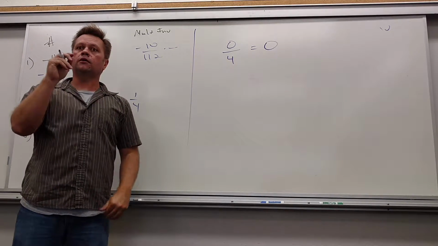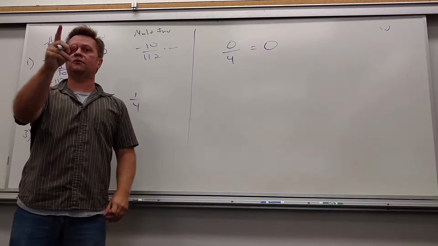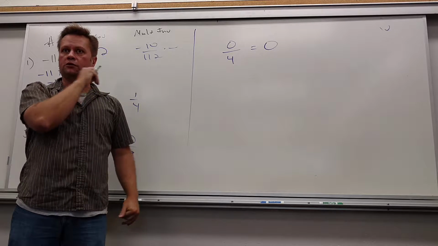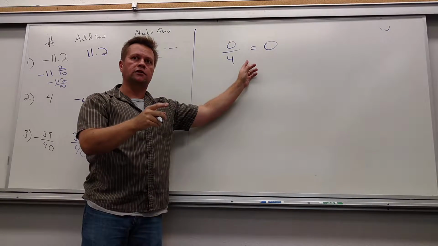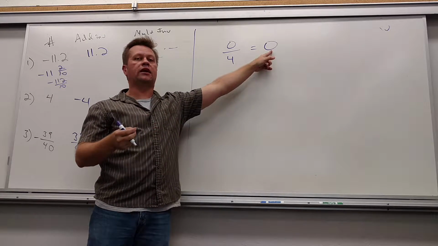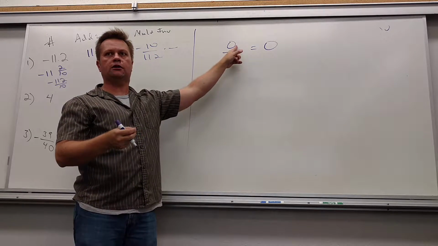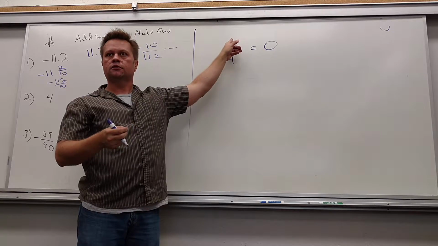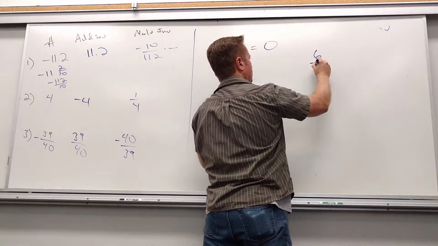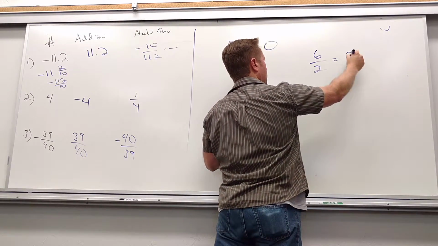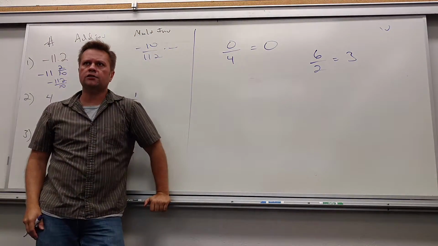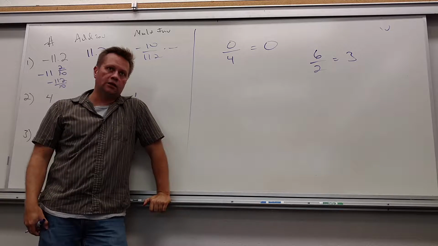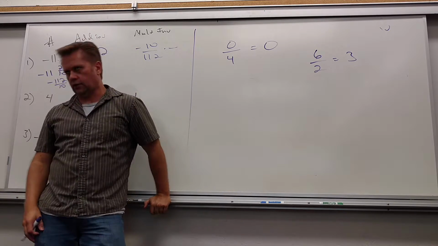But I thought you can't divide by 0. Second, you can't divide by 0, and I'm dividing by 4. And mathematically, why does this make sense? The answer has to be the number that when you multiply by 4, you get 0. And what's 0 times 4? 0. Because what is 6 divided by 2? 3. Because 3 times 2 is 6. That's why 6 divided by 2 is 3. Because 3 is the number that when you multiply by 2, you get 6.